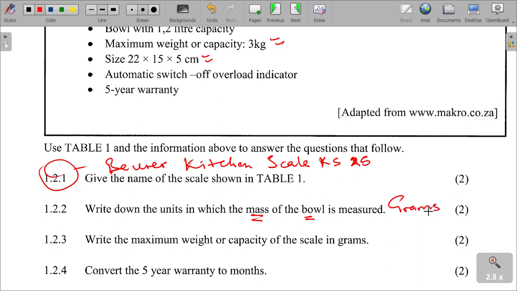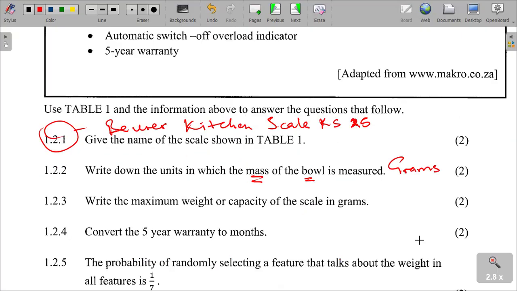Are we still together? I hope that you understand. I'm saying the bowl which is used in a kitchen can't weigh kgs, but it must measure in grams, just like kitchen utensils or kitchen instruments. Then write the maximum weight or capacity of the scale in grams.